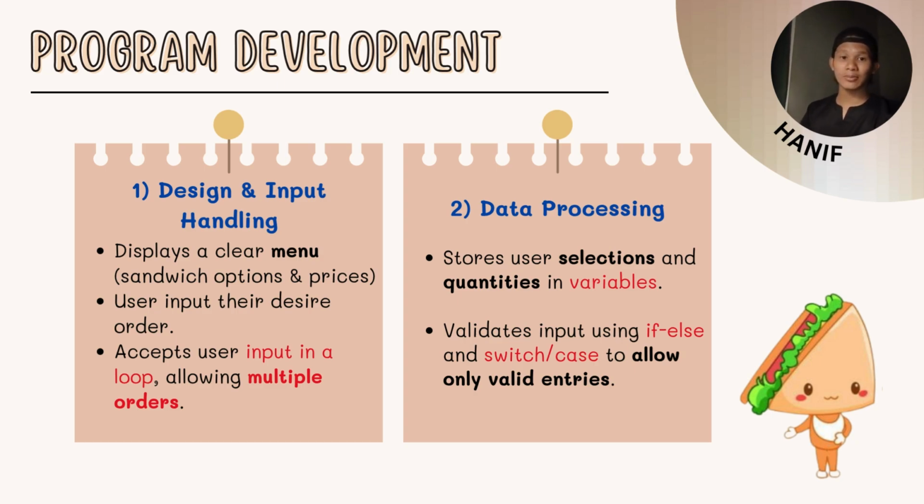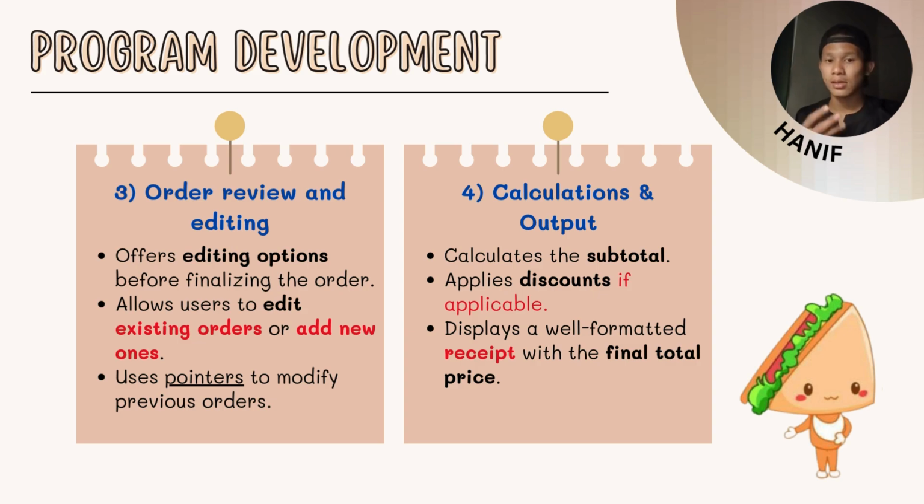And the second step is data processing. In this step, the program will store user selection and quantities in variables. Then it validates input using if-else and switch case to allow only valid entries. Step 3 is order review and editing. The program will offer editing options before finalizing the order. It allows users to edit existing orders or add new ones. And the program will use pointers to modify the previous order.